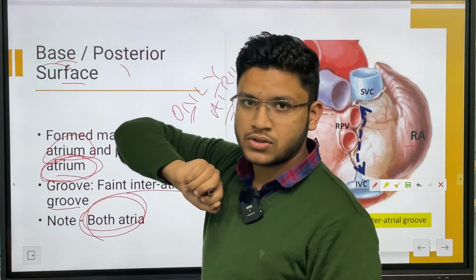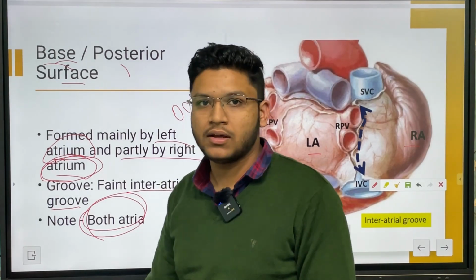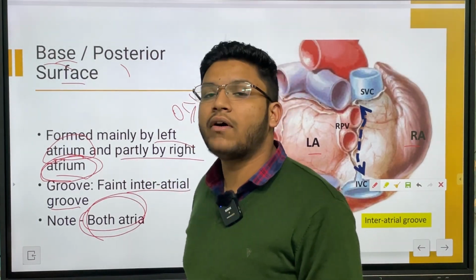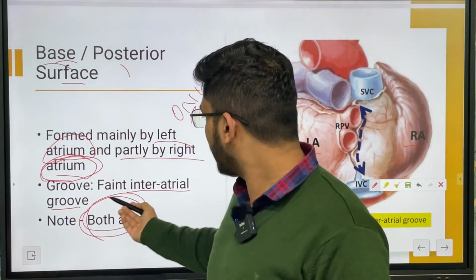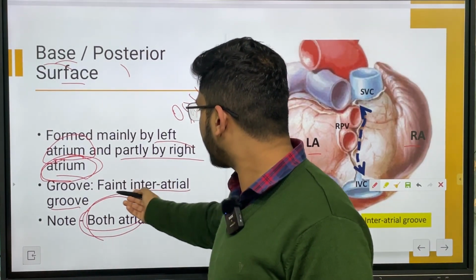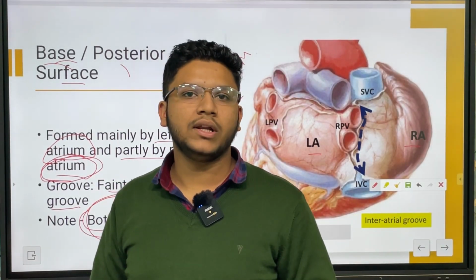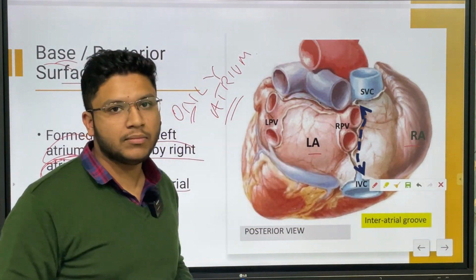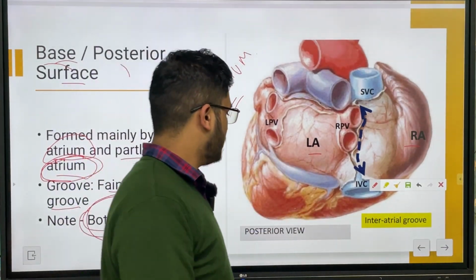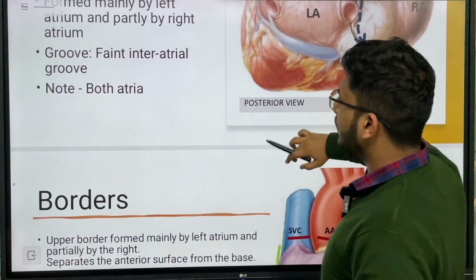So what is the thing you need to remember about posterior or base? It is mainly formed by left atrium and partly by right atrium. It shows faint interatrial groove, and the most important thing is only atria are forming this surface. That is, left and right atrium are forming this surface. So this is about your base or posterior surface.